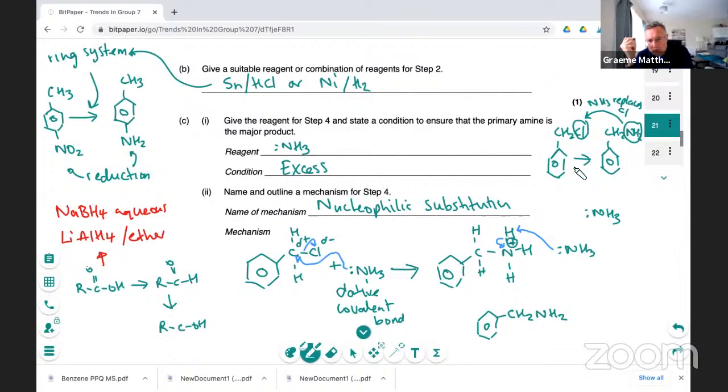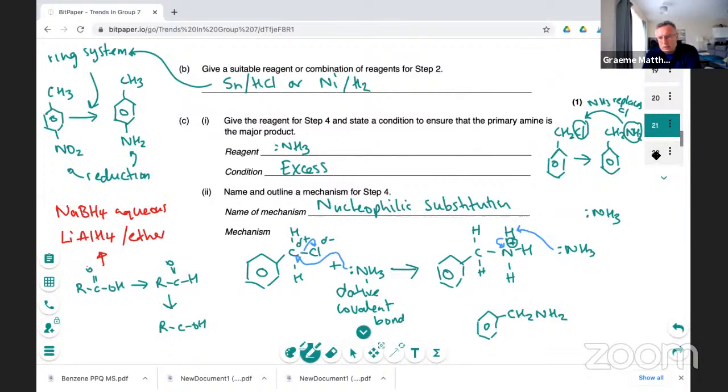You're thinking, no, it's the same thing. As soon as you see the carbon-chlorine bond, amine, nucleophile, you're thinking nucleophilic substitution. You know it's a dative covalent bond coming in, and it's got a positive charge on the nitrogen, and so therefore you end up forming that.